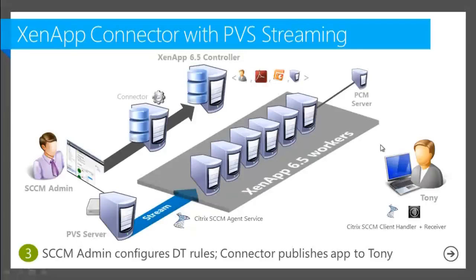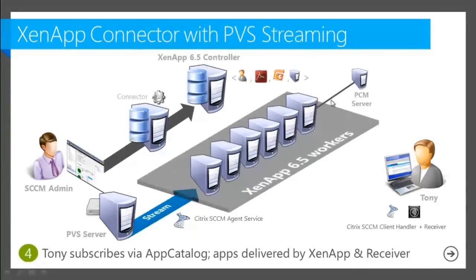Again, the key piece is the publishing that happens after that. The publishing takes all these applications that were pushed to the master vDisk, publishes them, and makes them available to the user, and the same workflow happens on the user side that I showed on the previous slide. Okay, the user uses the app catalog, SCCM figures out that XenApp is the best deployment type, and then it invokes the handler, which in turn talks to the receiver to make the subscription.